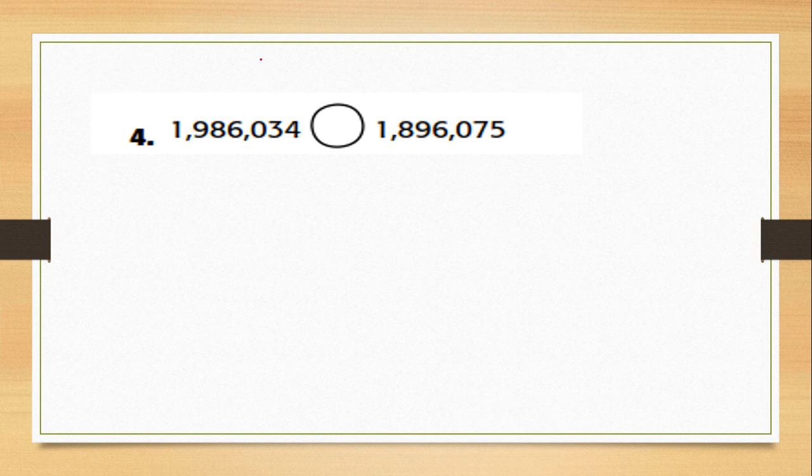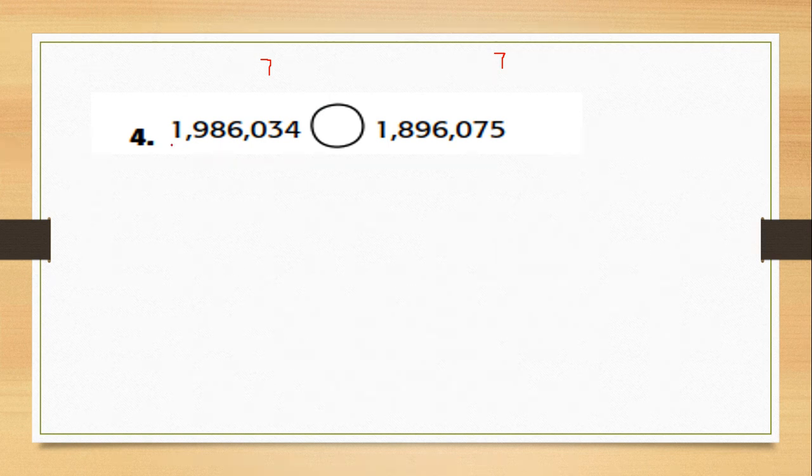So the first number has 7 digits. Let's look at the second one. Let's count together. 1, 2, 3, 4, 5, 6, 7. Super. So we have 7 digits. It's an equal number of digits on both sides. What are we going to do here? Yeah, great job. Let's compare.